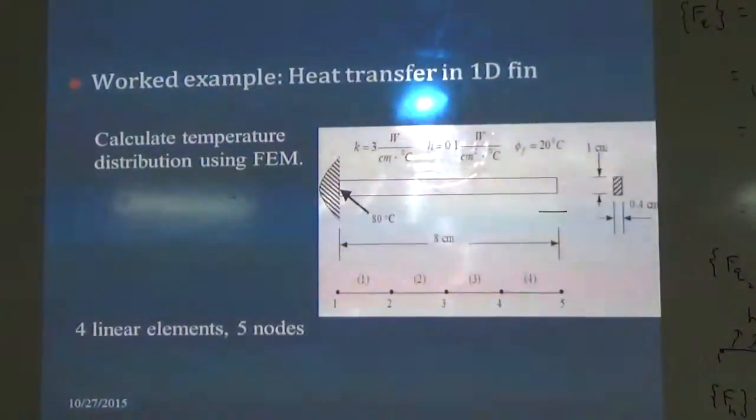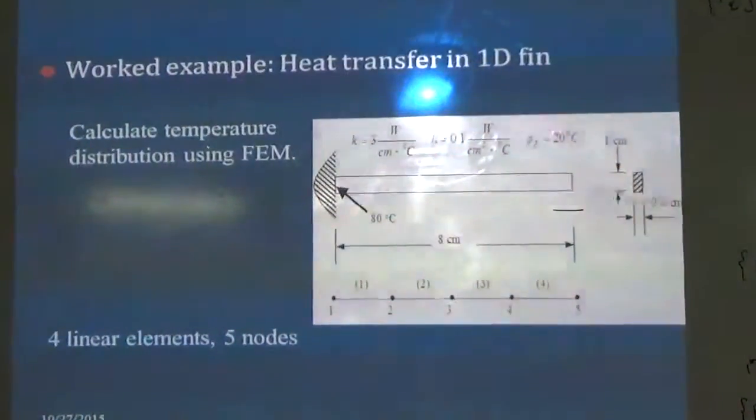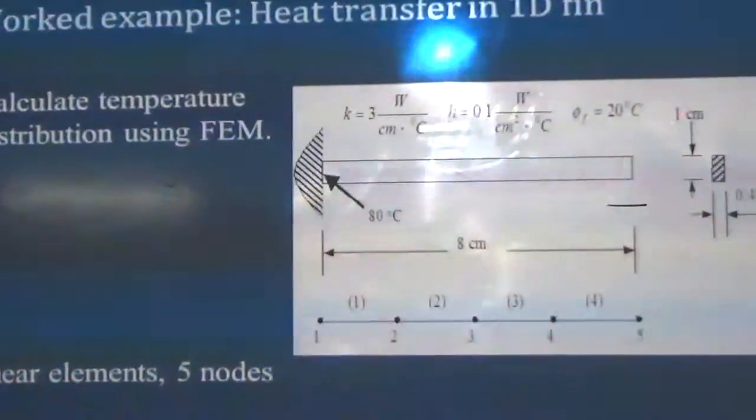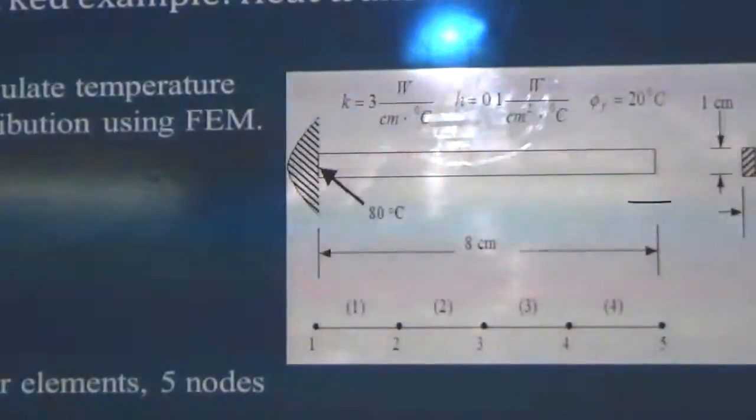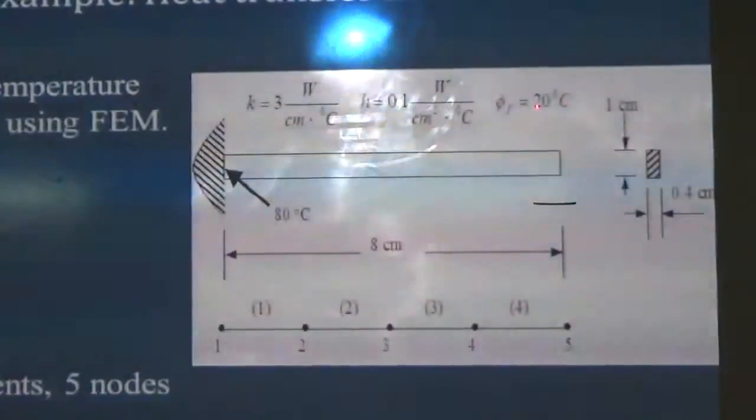Let's take a very simple problem. Calculate the temperature distribution along a fin using the finite element approach. Thermal conductivity K is given as 3 watts per centimeter degree Celsius. The convection coefficient is given as 0.1 watts per centimeter square per degree Celsius. The bulk temperature is given as 20 degrees Celsius, the surrounding air temperature. The cross section of the fin is rectangular, height is 1 centimeter, width is 0.4 centimeter.